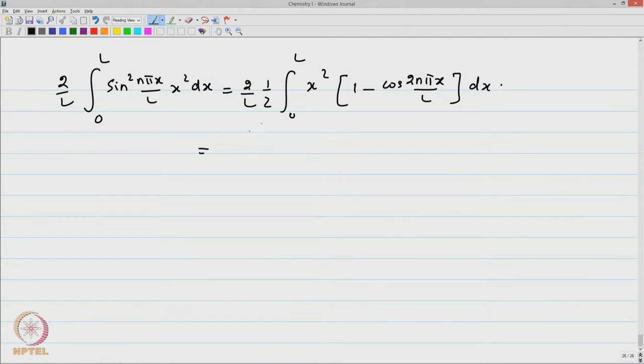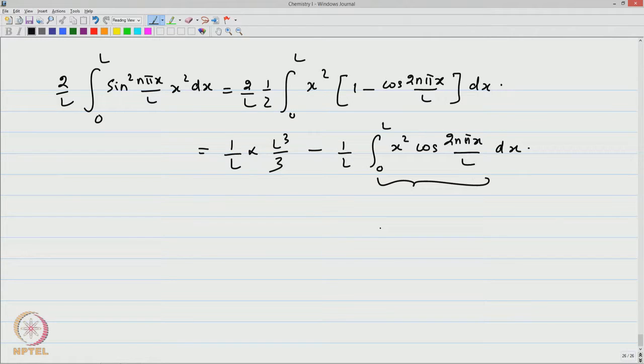you have 1 by L, and then x squared dx will give you x cube. So it is L cube by 3, minus the integral 1 by L, 0 to L, x squared cos 2 n pi x by L dx. This has to be done in two steps, like what I did in the first step.